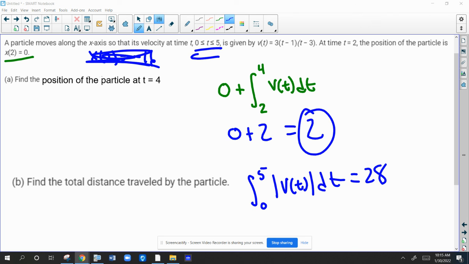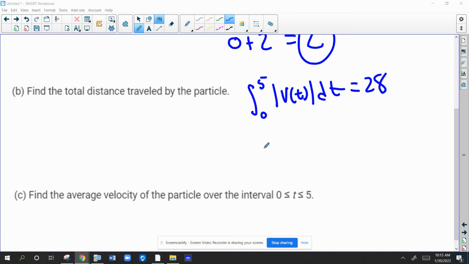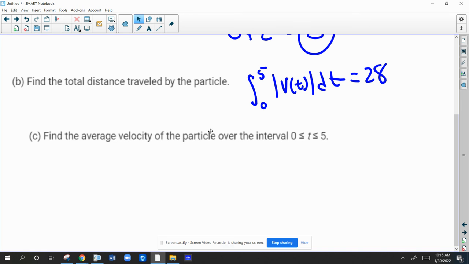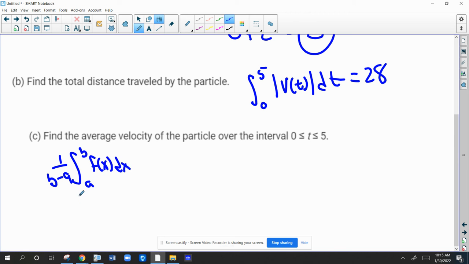So the last question is find the average velocity. Oh, good. This is easy. Average velocity would be the average value of the velocity, obviously. And we have a formula for average value of a function. It's just the integral of the function divided by the length of the interval. So we have 1 over 5 minus 0 times the integral from 0 to 5 of the velocity. That would give you the average velocity.